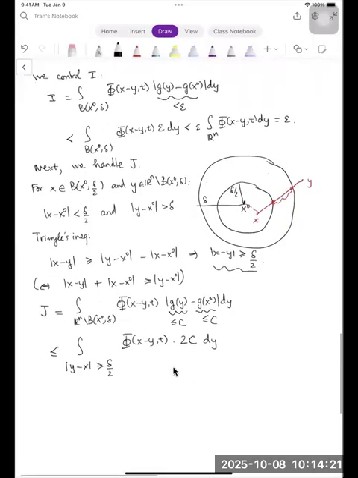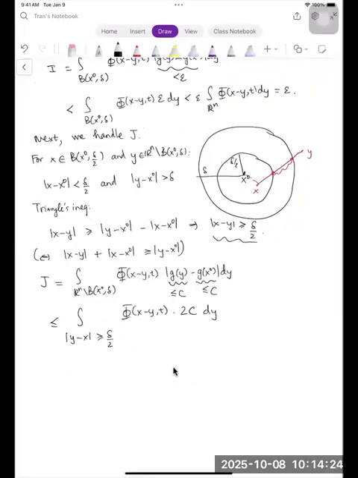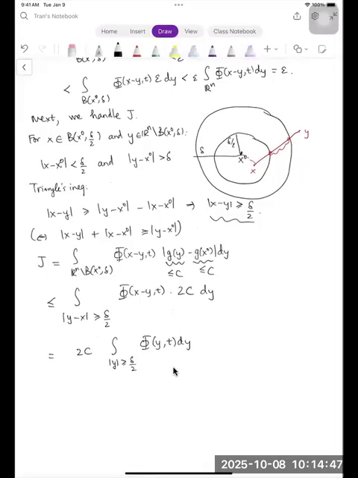Okay. And you can do a change of variable to make this nicer. This is 2c times the integral. Let me change y minus x to just be y. So I have the integral over y greater than or equal to delta over 2 of phi of y, t dy. Okay, so let me draw a picture here. This is exactly the intuition I was talking about: this is y, this is phi of y, t, and we fixed delta over 2, minus delta over 2 here.